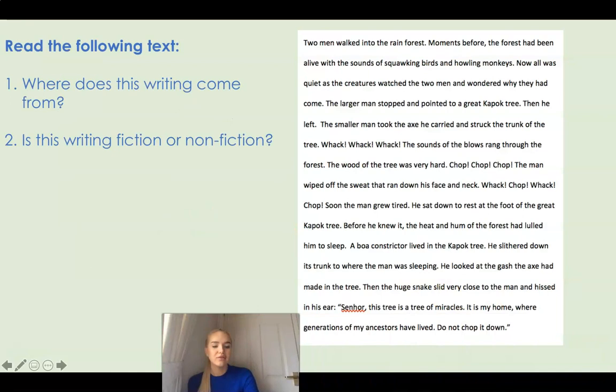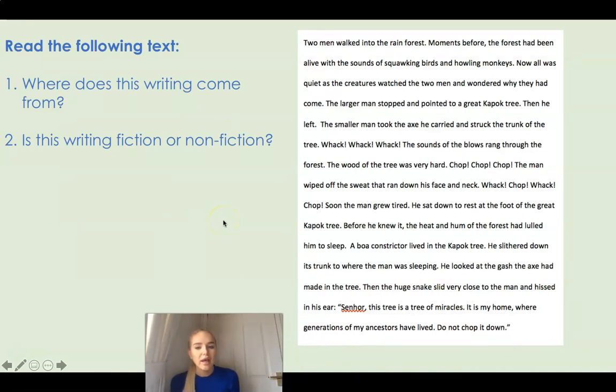Now I want you to read the following text and think, where does this writing come from? Have you seen any of these words before? And is this writing an example of fiction or non-fiction, and why? Pause the video, read the text and have a think about those two questions, please.